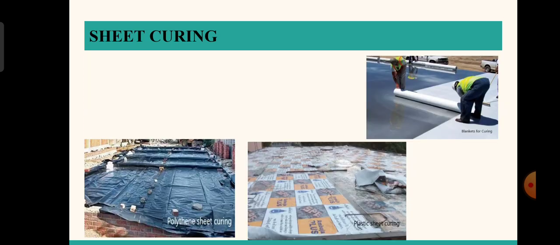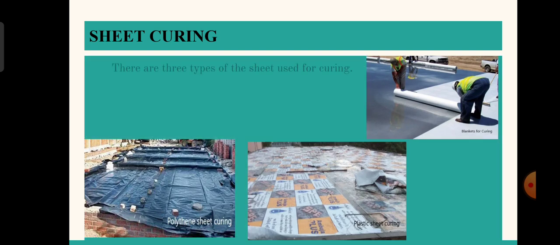So next is sheet curing. You can see there are three pictorial representations. Basically there are three types of sheet curing methods, based on the material which we are going to use. The first one is polythene sheet, that is the first representation here, mentioned on the picture itself. The second one is plastic sheet curing, and the third one is curing blankets.